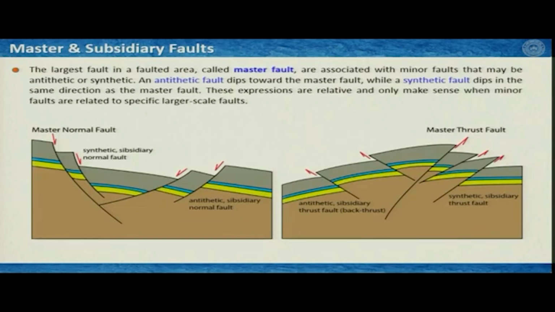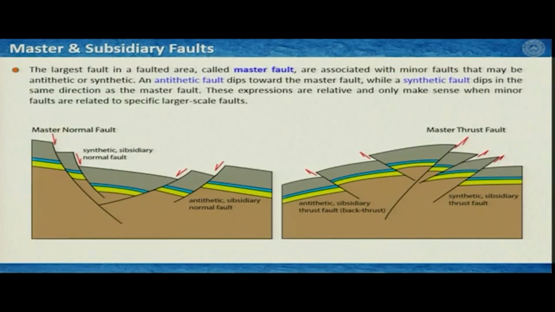And then, as we talked about, we can have master and subsidiary faults. Once you have a normal fault, the other block may or may not show some sort of rotation, and if it cannot rotate properly, it produces a series of subsidiary faults. It can happen both in the hanging wall and also in the foot wall. It can happen both in normal faults and also in thrust faults. So, the largest fault in a faulted area is known as the master fault, and these are associated with minor faults that may be antithetic or synthetic.